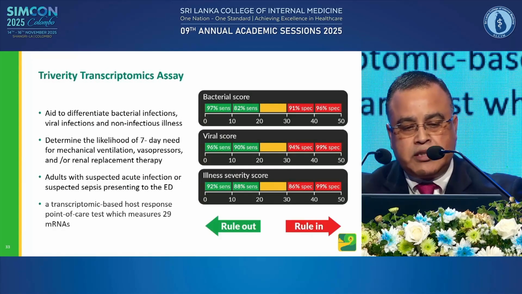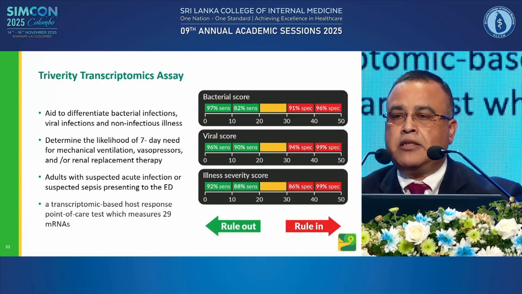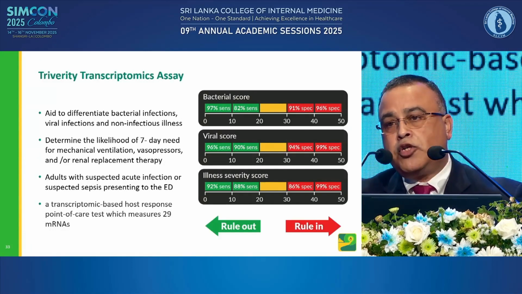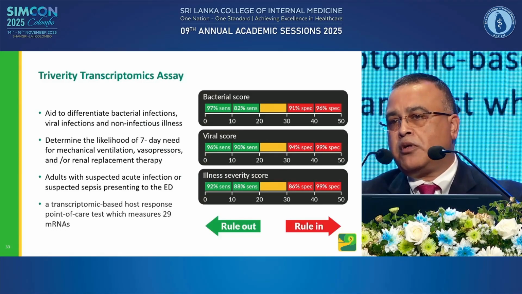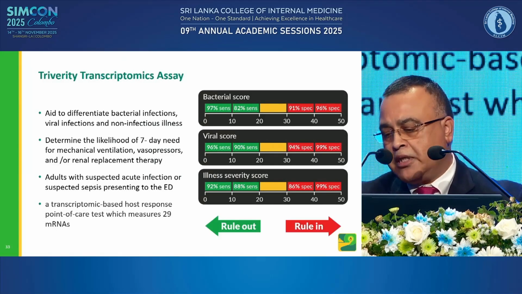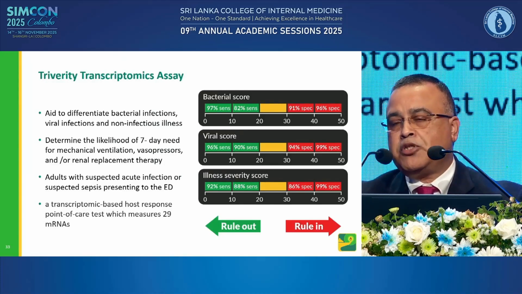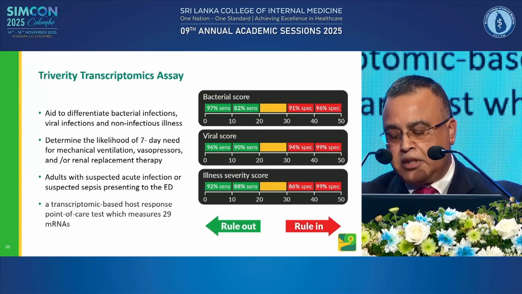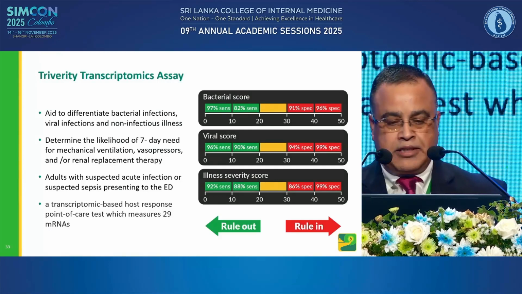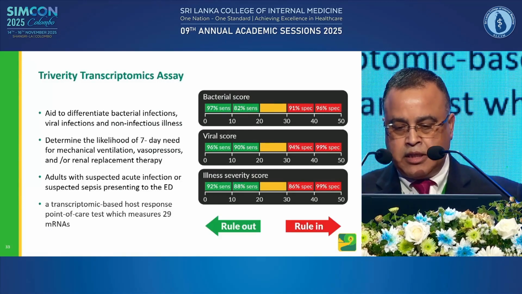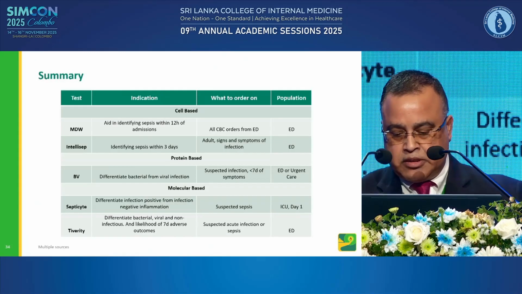Last but not the least is looking at not only differentiating between bacterial and viral infection, but also non-infectious illness. This test is very important because you can easily predict whether these patients will go into septic shock, so that you can prevent giving vasopressors and so forth. These are based on mRNA tests, and they are coming to one of the EDs or hospitals near you.